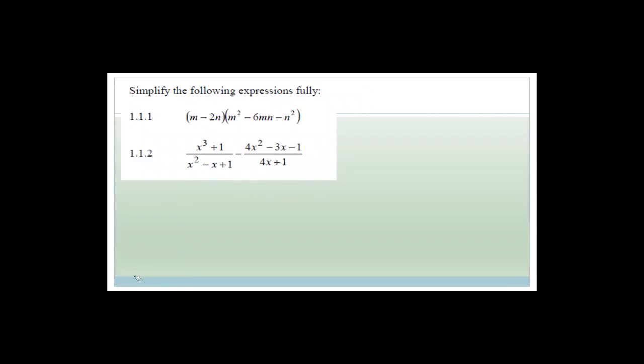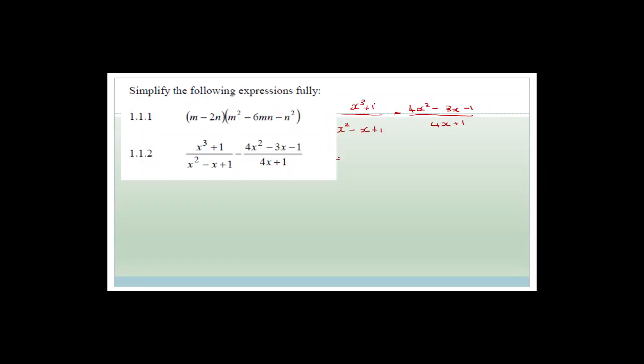Right, let me just erase the link. Then the next question, it says simplify: x cubed plus 1 over x squared minus x plus 1, minus 4x squared minus 3x minus 1 over 4x plus 1. The first thing I'm going to do is see if I can factorize the denominator. This one I definitely can't factorize, because the number in front is 1, and that's 1, and that's 1, so there's no factorizing.